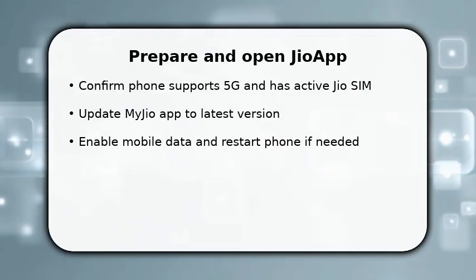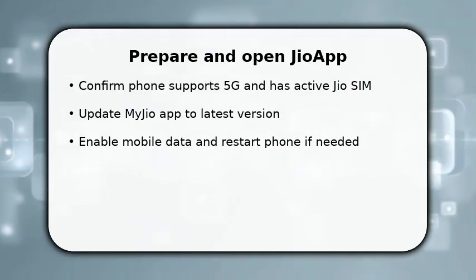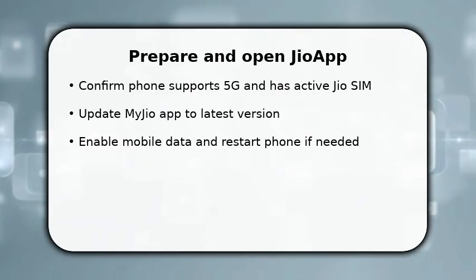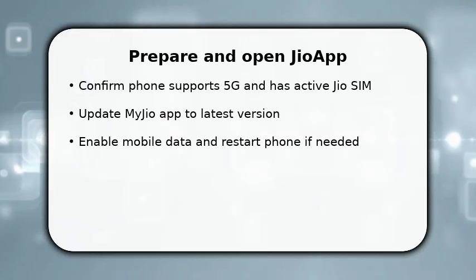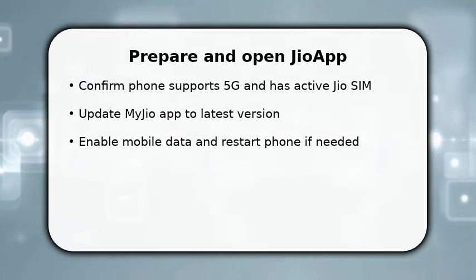Outdated apps hide settings. Tap the profile or settings icon to access network options. If you don't see settings, close and reopen the app. This forces a fresh session and reveals newly available toggles.